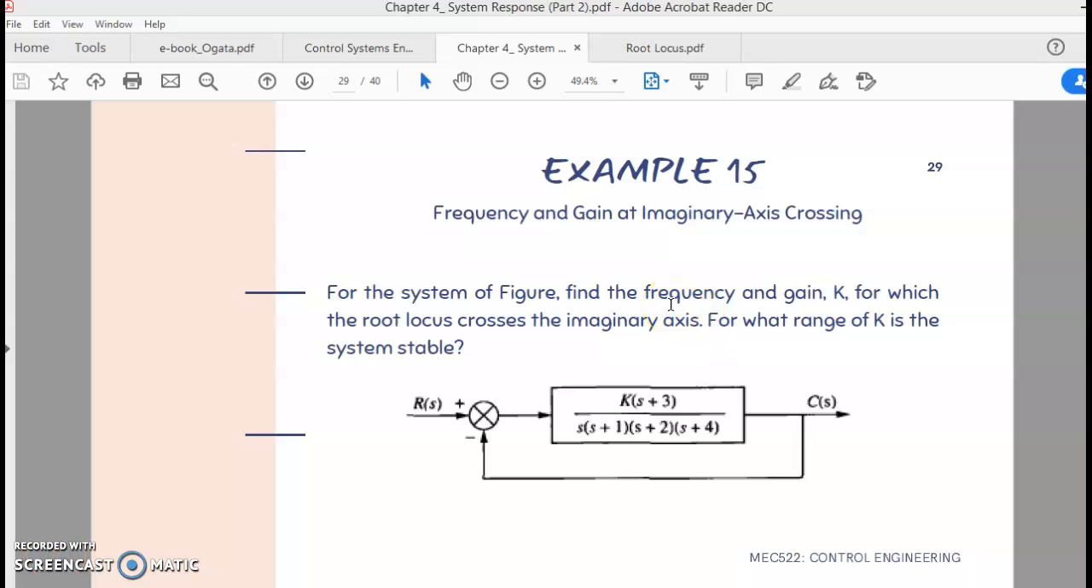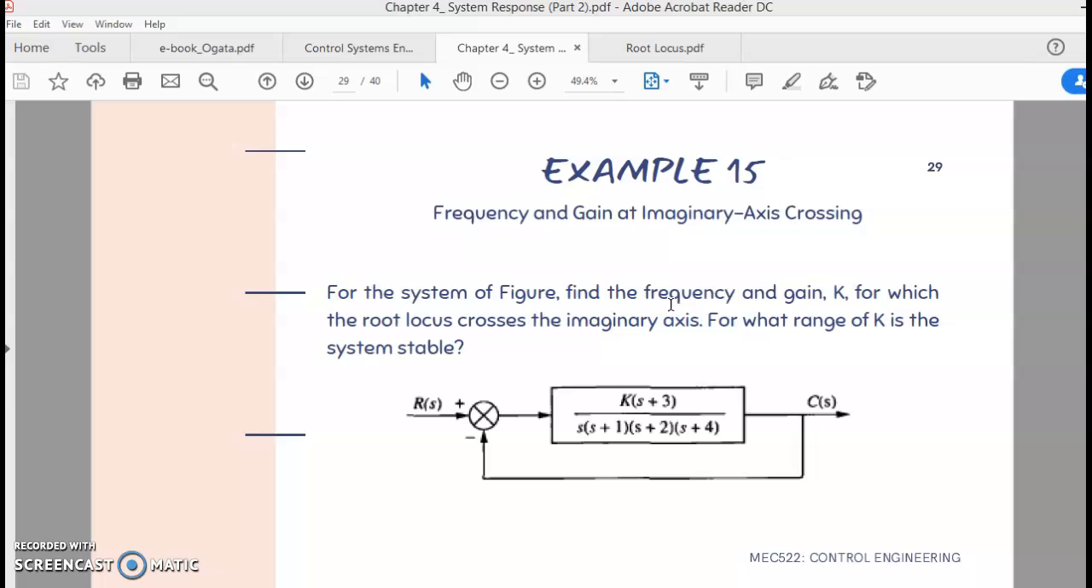Okay, so hopefully you can understand and have the idea of how to sketch the root locus. For the root locus, basically, first you need to know the starting point and end point. Meaning that you need to know where the root locus starts and ends.